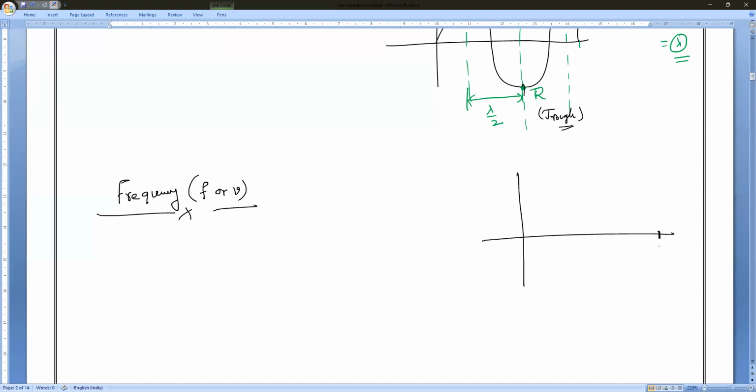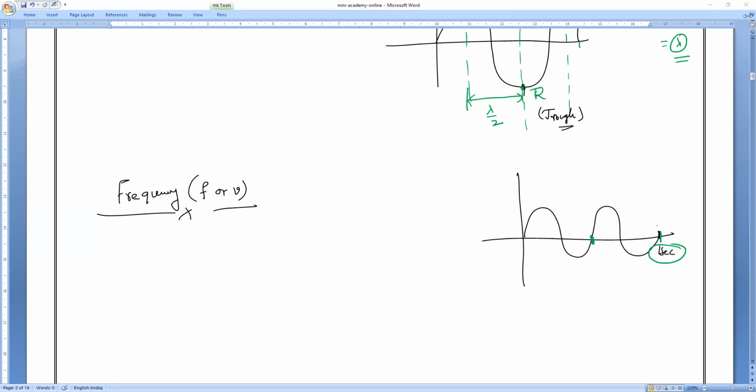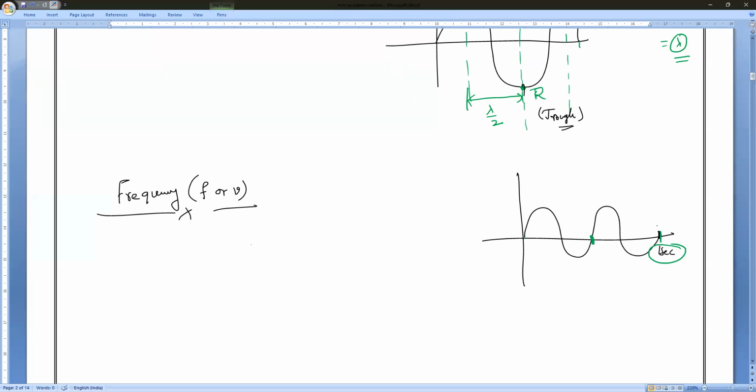The time period is 1 second. Up to here is 1 second. In this 1 second, imagine how many waves have been made. Anybody? In 1 second, one wave and two waves. So within 1 second, 2 waves have been made. Then two waves per second.